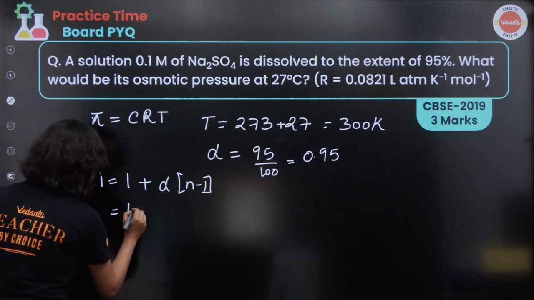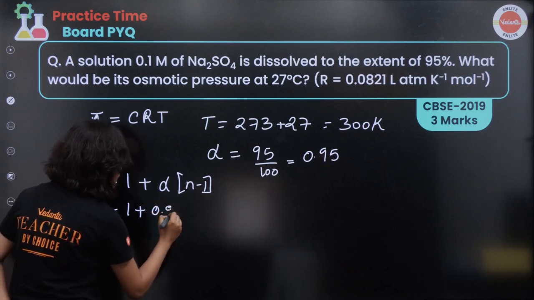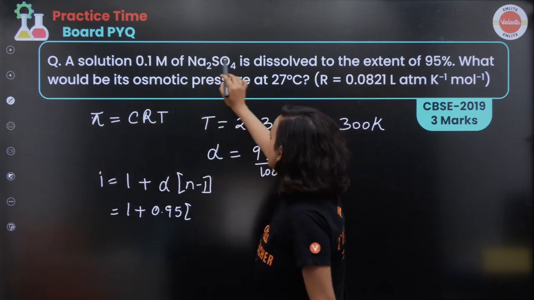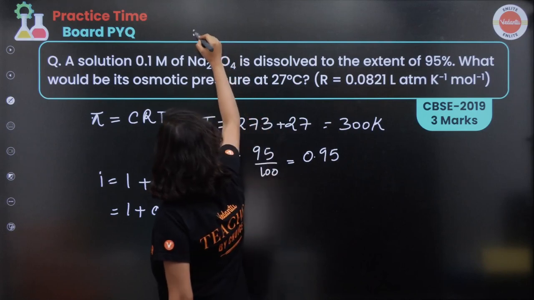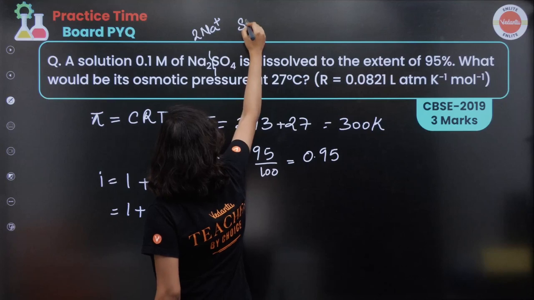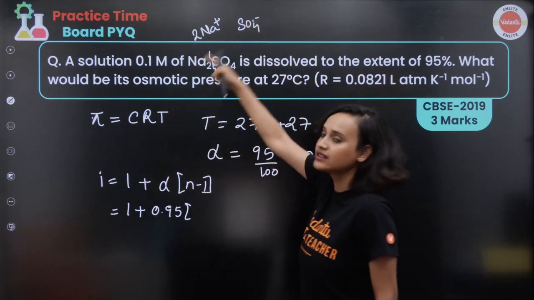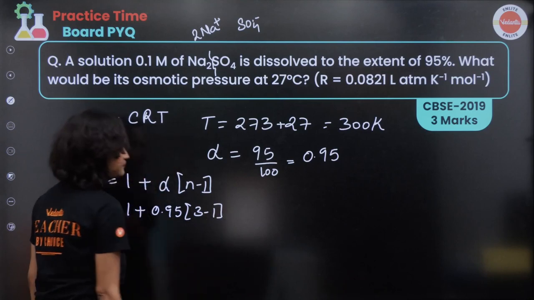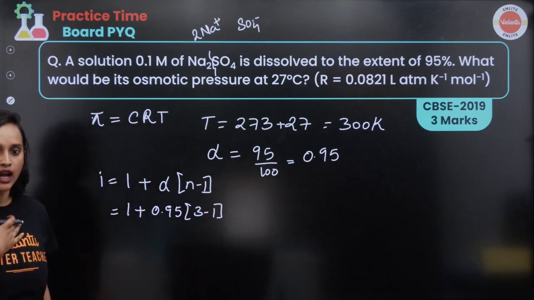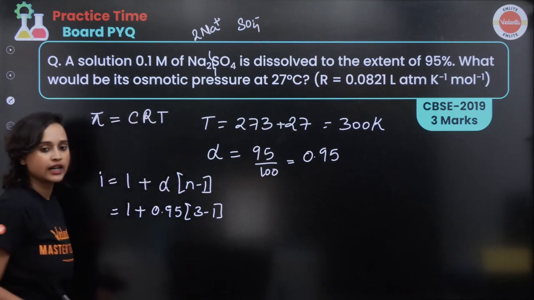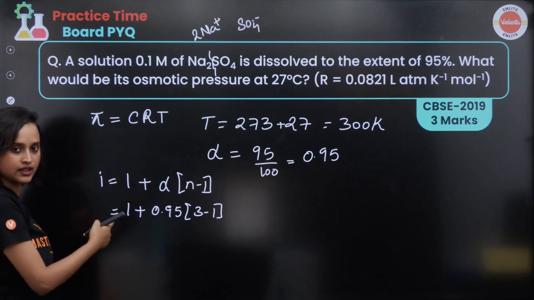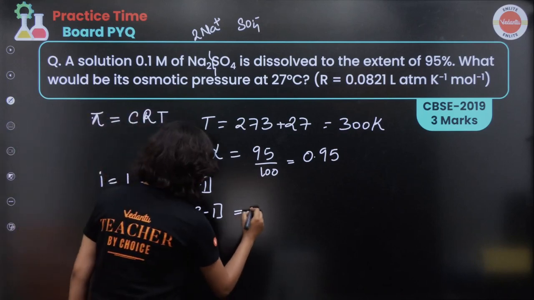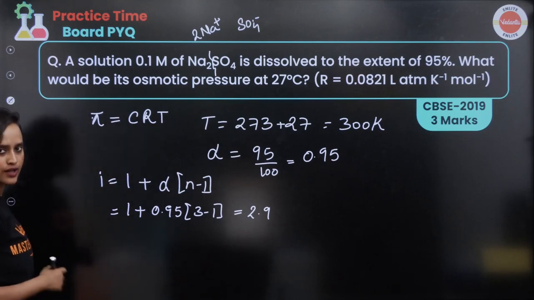Okay, now let's check it out. 1 plus, what is alpha? 0.95. Just substitute, my dear student. Now, what is N? How do we calculate N? Na2SO4. If you dissociate this here, what will you get? 2Na plus and SO4 minus, that is three ions, right? So can I write N minus 1, that is 3 minus 1? I can, I have that freedom. So we have calculated I. I will be equal to somewhat 2.9.